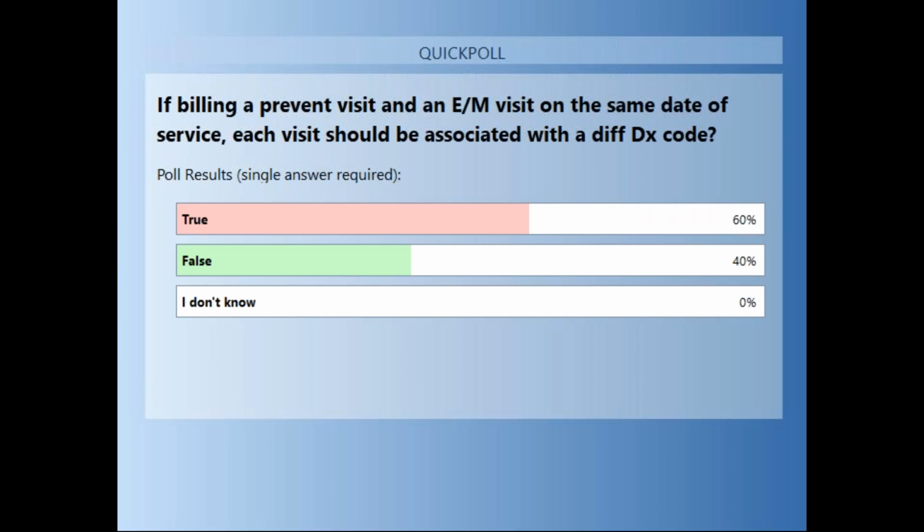So those of you who answered false, I think that's okay too, because I know in some scenarios all diagnosis codes are going to get linked to each of the visits, which is probably fine as long as you're not seeing any denials. So this was kind of a trick question. I just wanted to get a feel for how everyone felt about this. But if you do think about it logically, you should have some type of diagnosis code on there besides your Z00 code to support that additional E&M service.